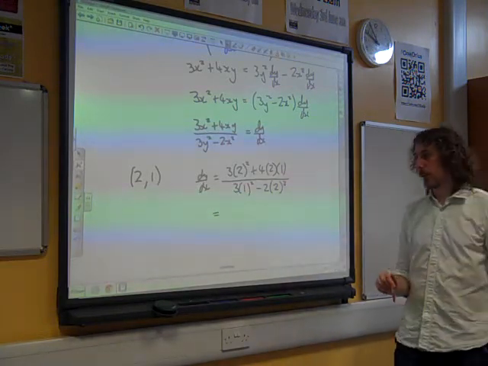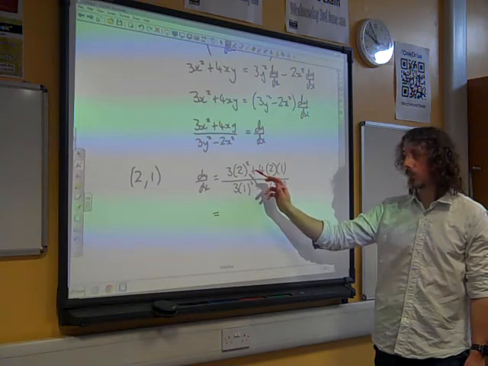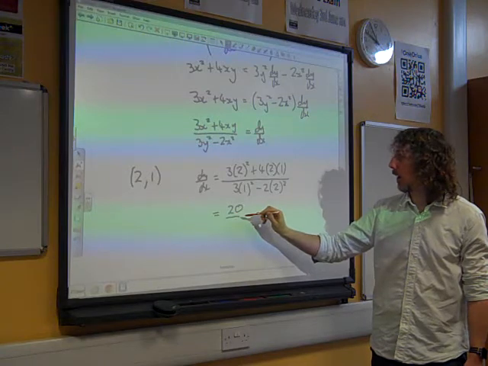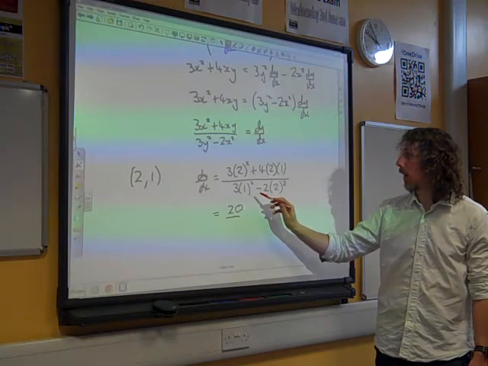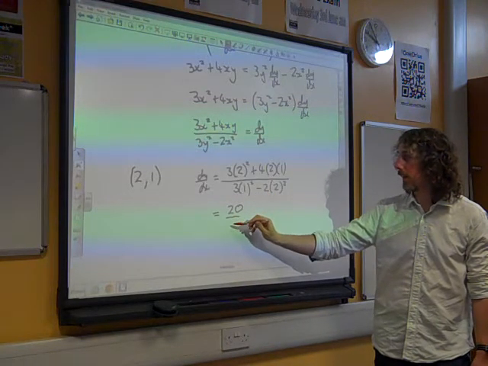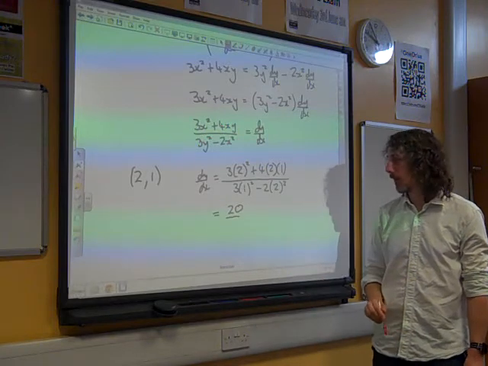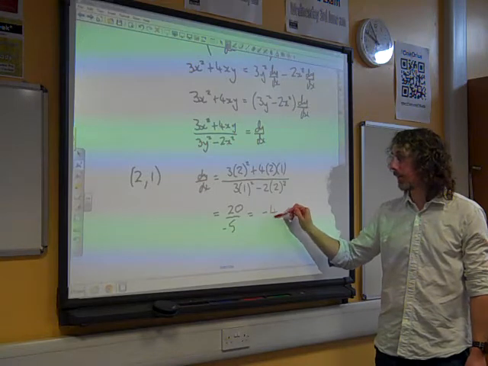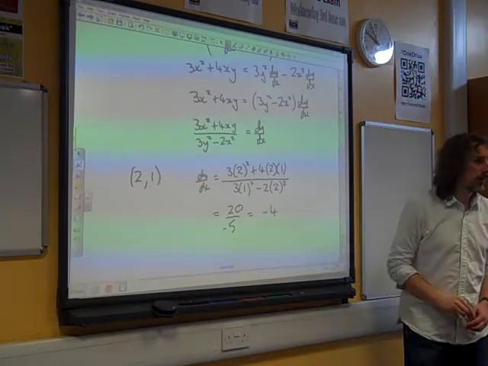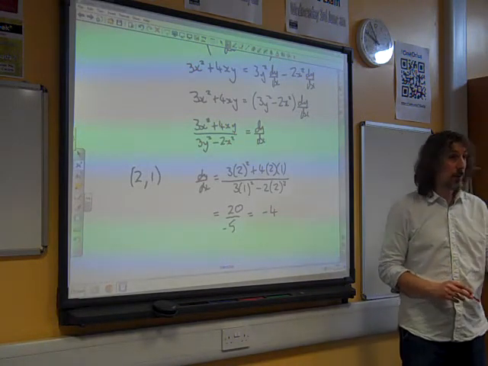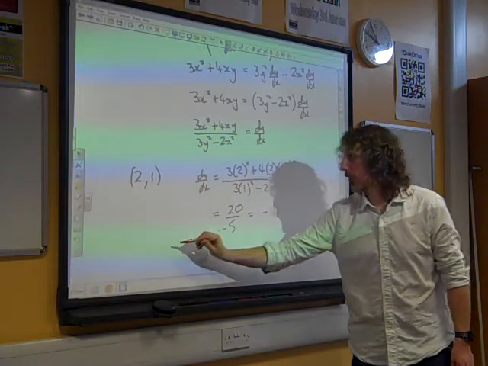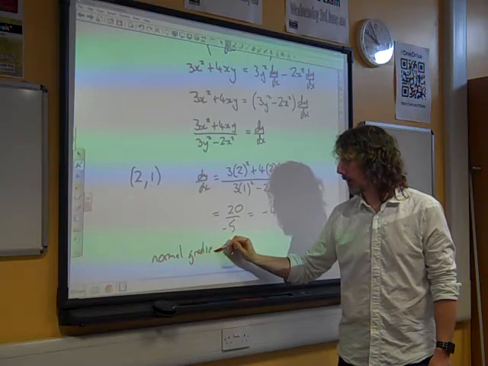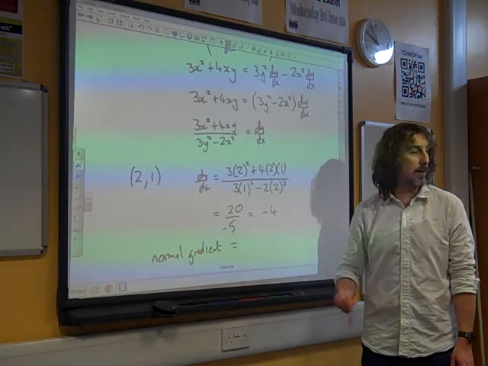Which gives us some numbers: 20, and that's going to be minus 5, isn't it? So we've got negative 4 as our value of dy by dx. The question said find the normal, so the normal gradient, a lovely bit of core 1 coming back into this, is the negative reciprocal of that.